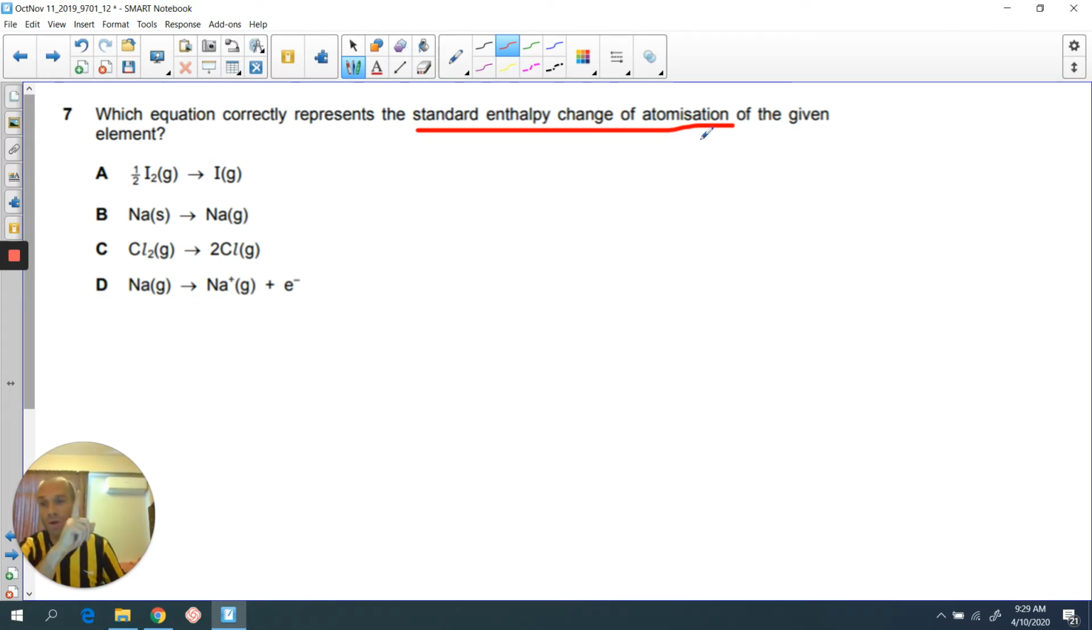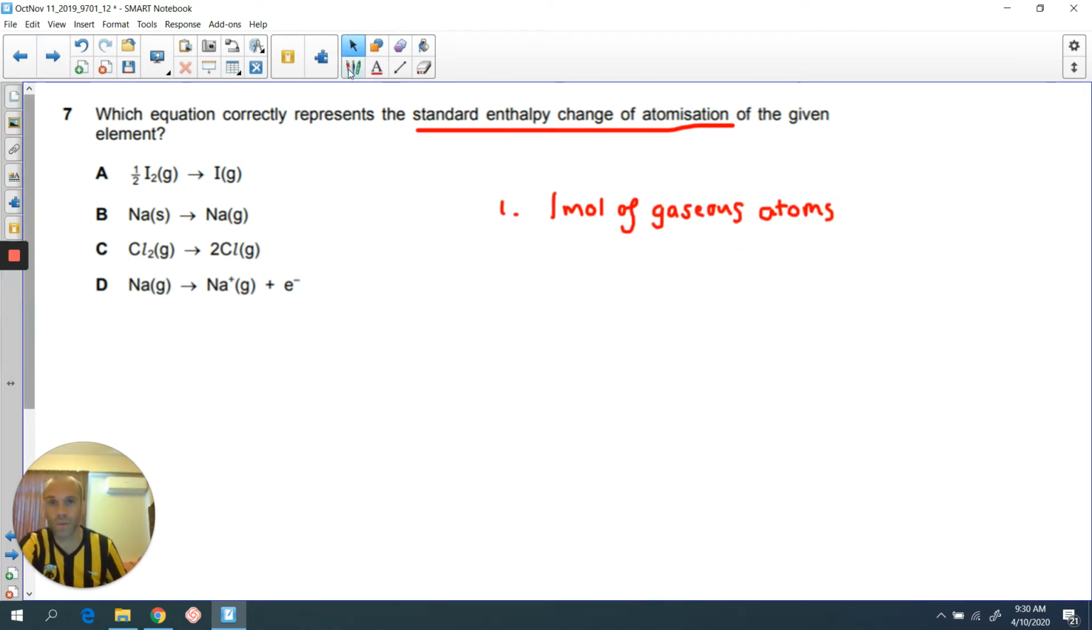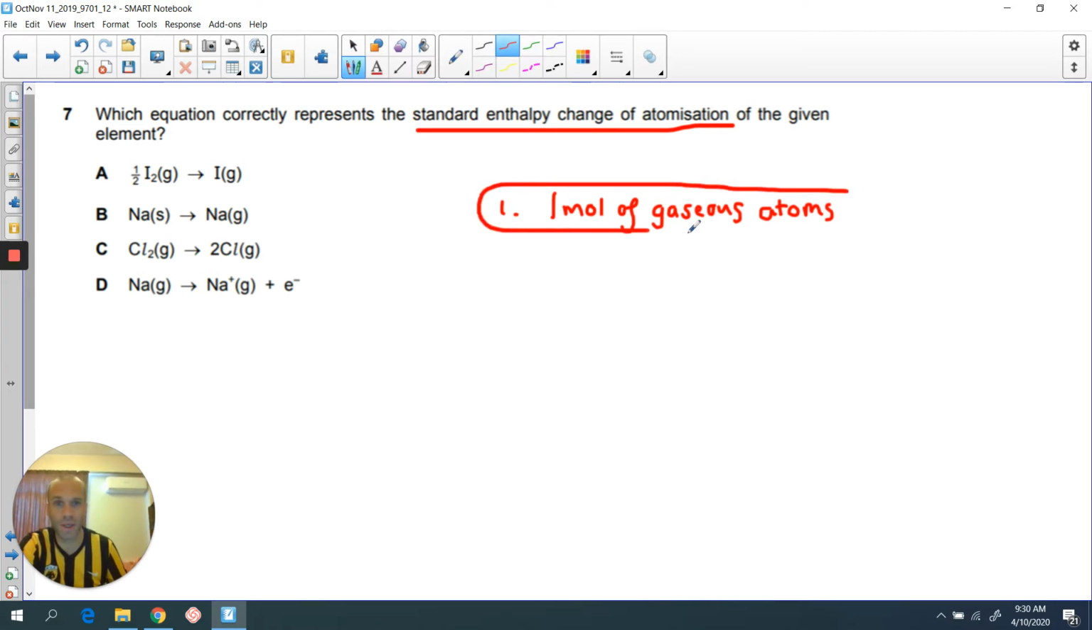One is that you're creating 1 mole of gaseous atoms, okay? So that's rule number 1. So 1 mole of gaseous atoms, that's very key. Now that's going to lead to a bit of confusion because we are creating 1 mole of gaseous atoms here and 1 mole of gaseous atoms here. Here we're creating 2 moles and here we're not creating atoms, we're creating ions.